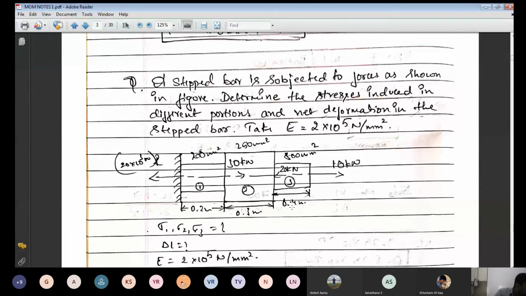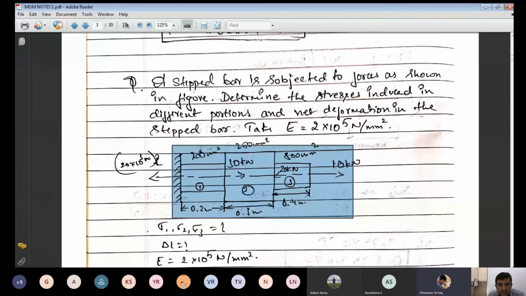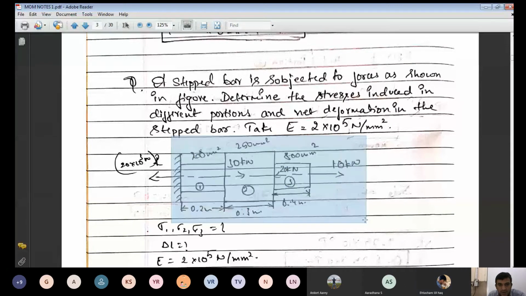So it is also a 200 millimeter square. The third portion also is 200 millimeter square. Now the length is 0.4 meter. Sorry, the lengths are: first portion 0.2 meter, second portion 0.3 meter, third portion 0.4 meter.